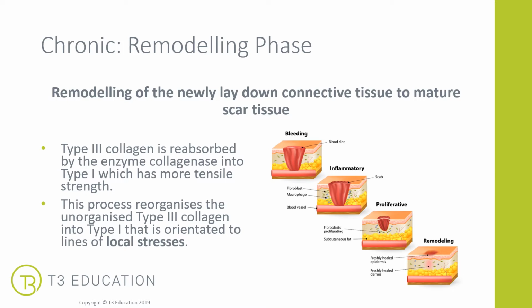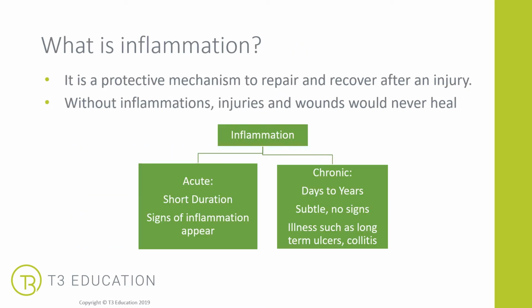We're going to talk about the local lines of stresses alongside collagen. So the next slide we're going to come into is all about what collagen is and why we need it in our tissues. What is inflammation? Inflammation is a protective mechanism to help the body repair and recover after an injury. It's important that we have inflammation to help us with that recovery and repair process, and without it, injuries and wounds would never heal.